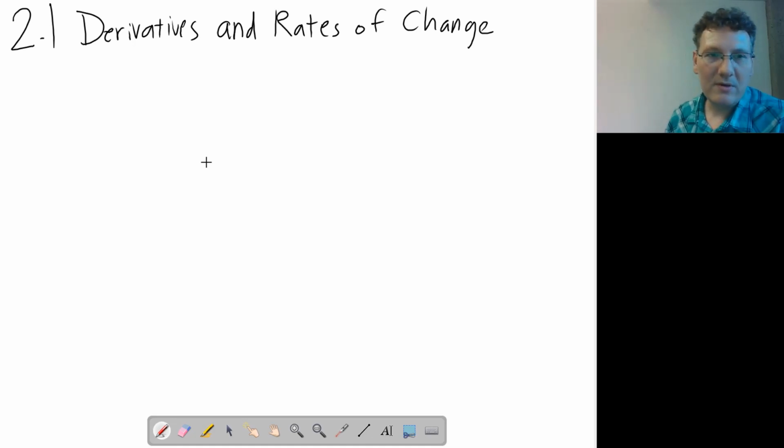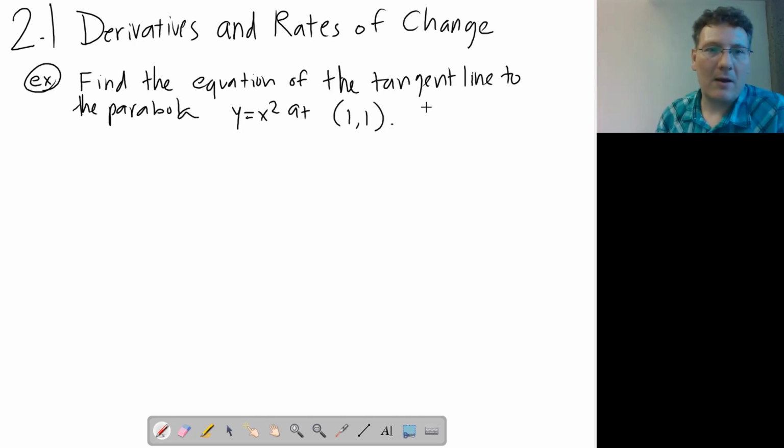All right, so we're going to start this new section introducing the idea of a derivative and how this concept can be thought of as a rate of change. And we're going to really start this off with a motivating example. Suppose we want to find the equation of the tangent line to the parabola y equals x squared at the point (1, 1).